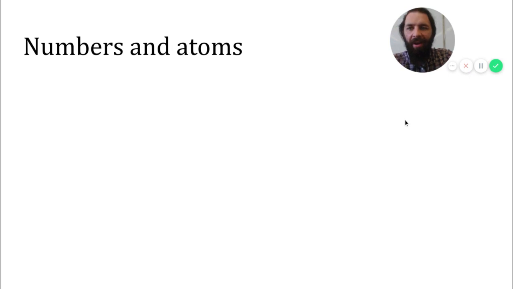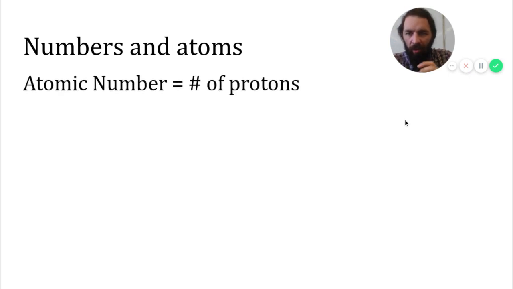Okay, so numbers and atoms. So here's some important numbers that we're going to talk about. Atomic number is the number of protons an atom has. Okay, so it's easy as that. However many protons it is, that's the atomic number. You got 12 protons, 12 is your atomic number.